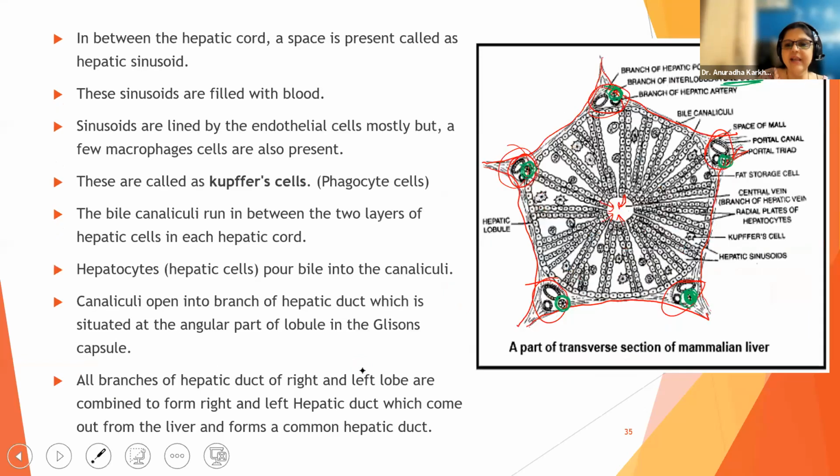Is it okay? So in this diagram, it will be better. From here, all the sinusoids will open into this central vein. Can you see? This is the central vein. Here you can see the word. Right? And this is of one lobule. Similarly, the central veins of all lobules will come together to form the hepatic vein. And then this hepatic vein will open into the inferior vena cava. Clear? Hepatic portal vein is going to bring blood inside, and central vein is going to make it go outside.